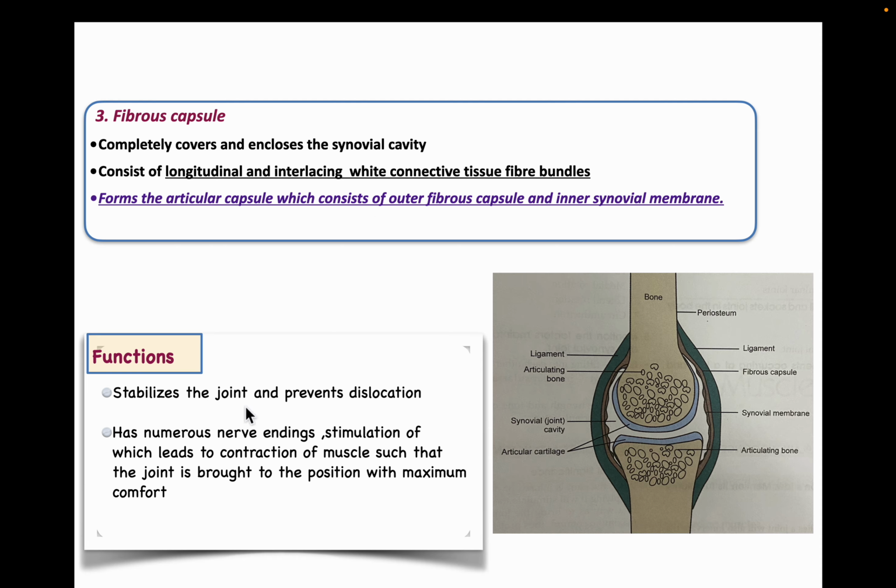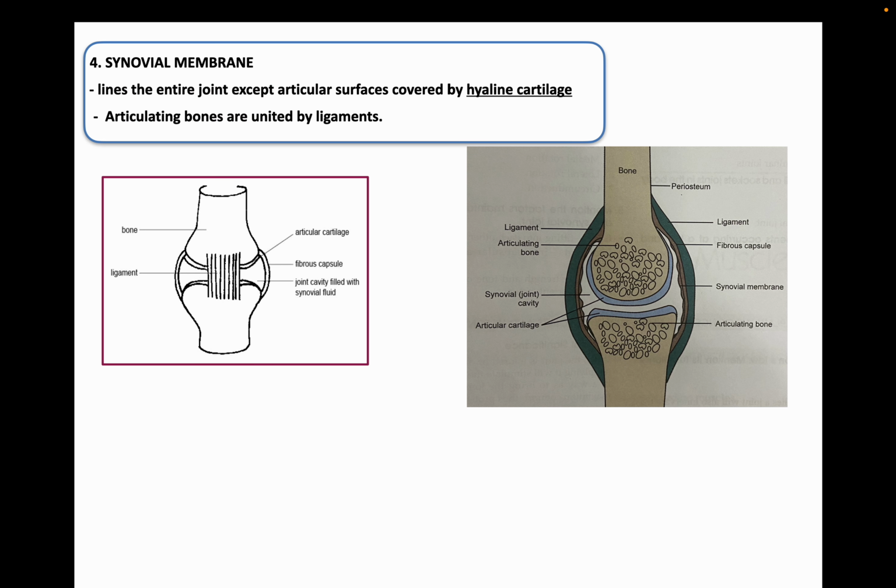The function of this fibrous capsule is that it stabilizes the joint and prevents dislocation. It has numerous nerve endings, stimulation of which leads to the contraction of the muscle such that the joint is brought to the position with maximum comfort. So this is the function of the fibrous capsule, stabilizes the joint basically.